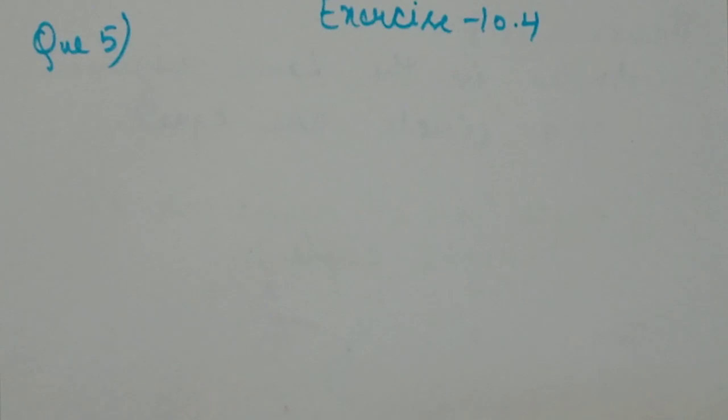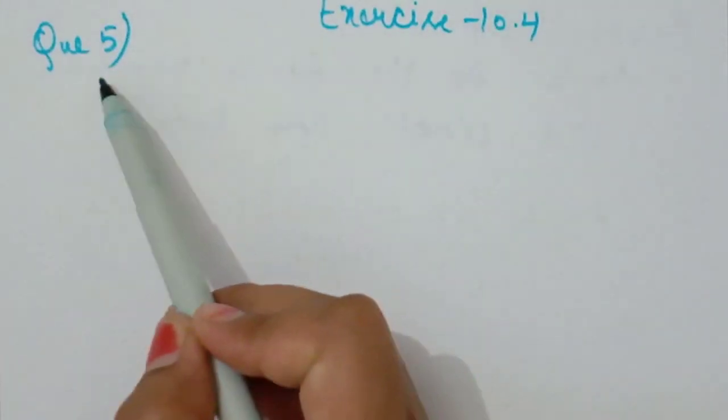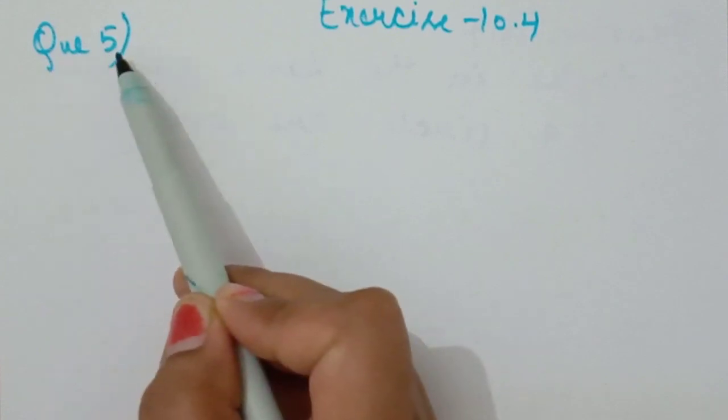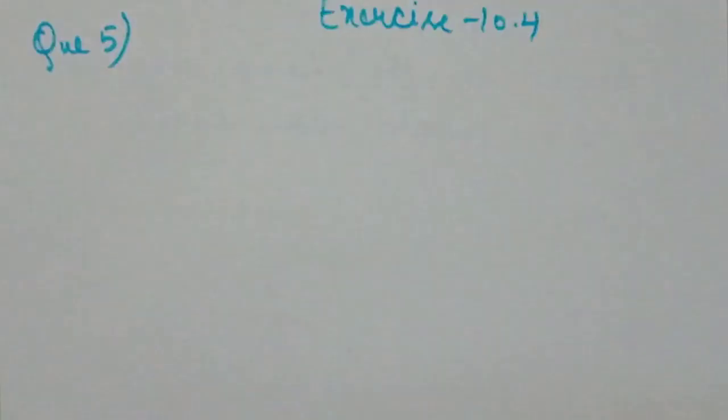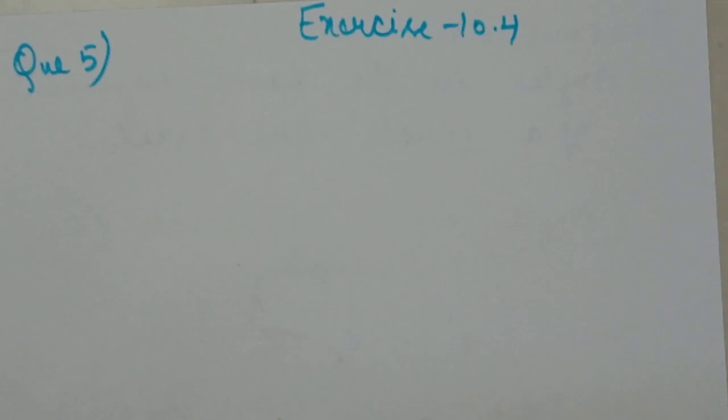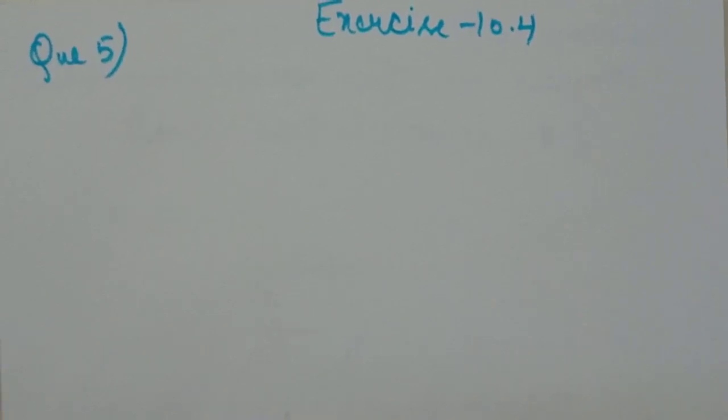So students, now we will discuss questions of exercise 10.4. We will start our lecture with question number 5, because I already explained the first 4 questions. Question number 5 is a little bit difficult, so you have to pay attention here. We will read the statement and then draw the diagram.